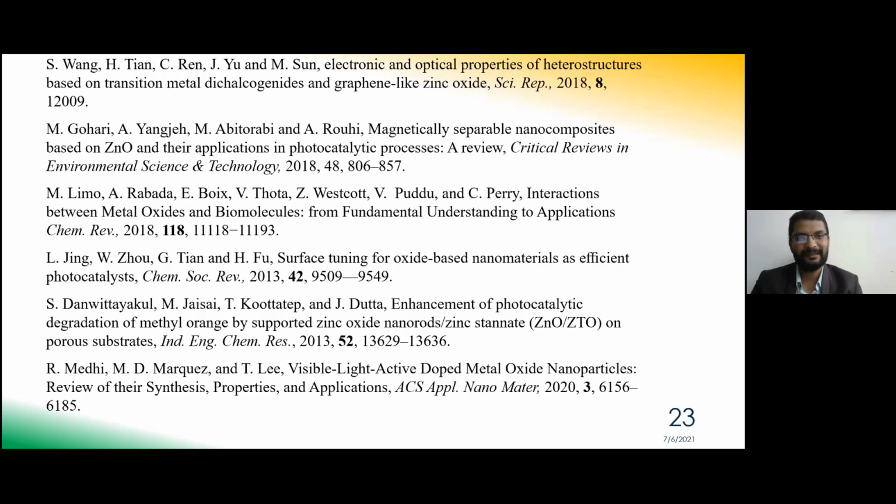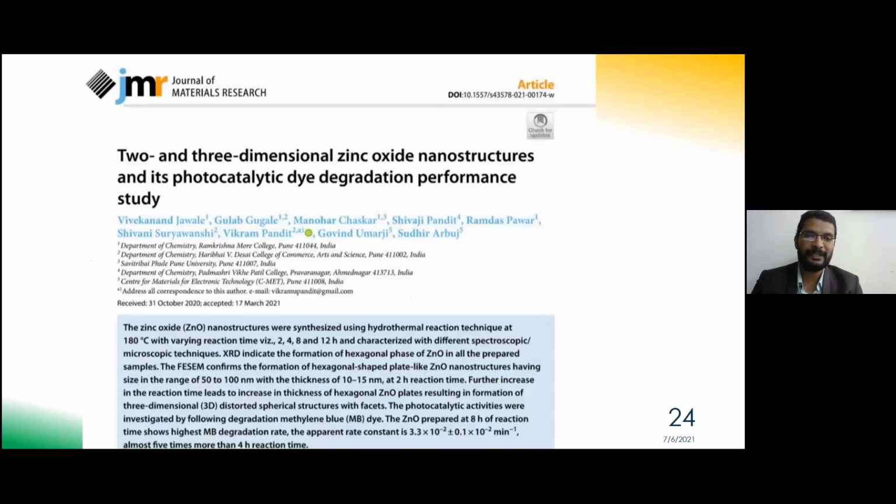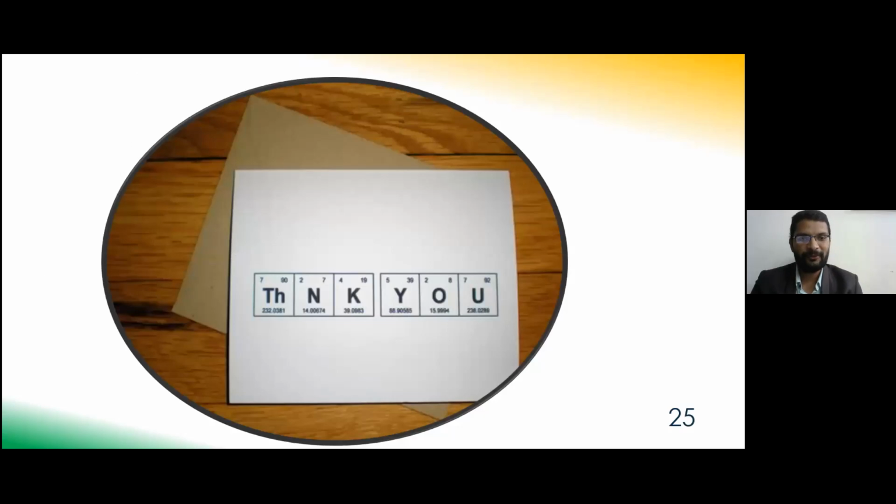We used different articles as references. We are trying to synthesize such material. Recently, we published this article in the Springer Nature Journal of Material Science, with an impact factor of 3. Thank you everyone for giving this opportunity to share these thoughts with you.